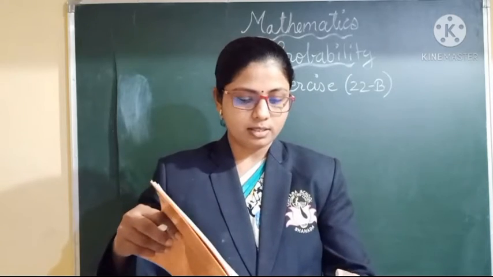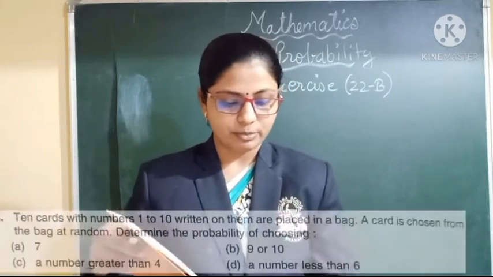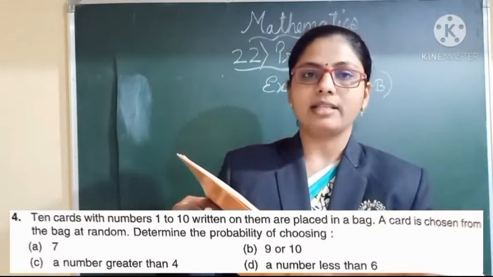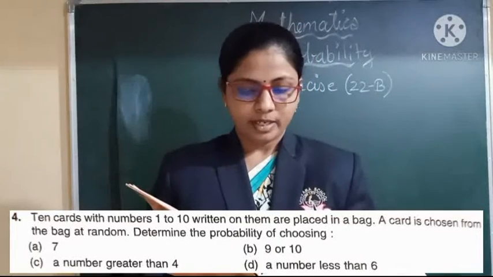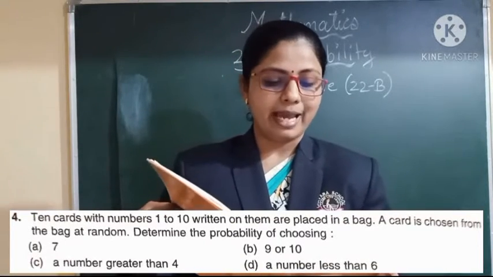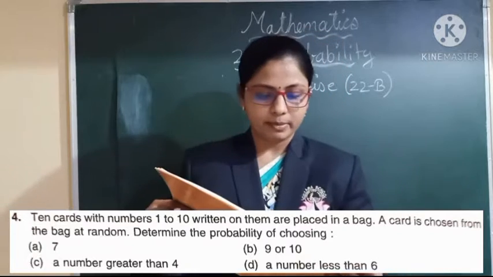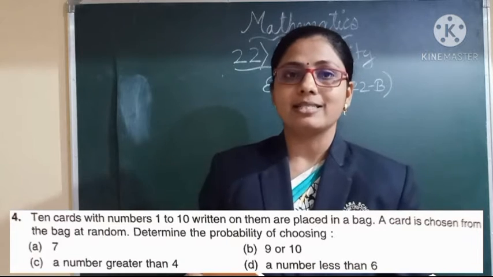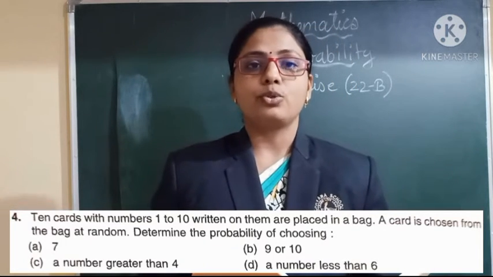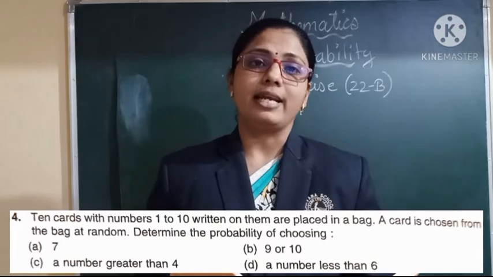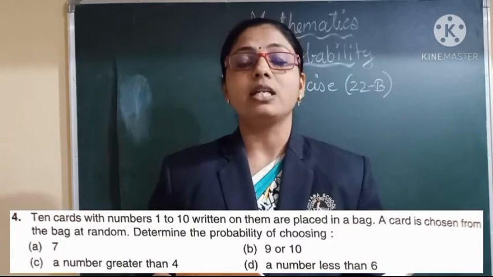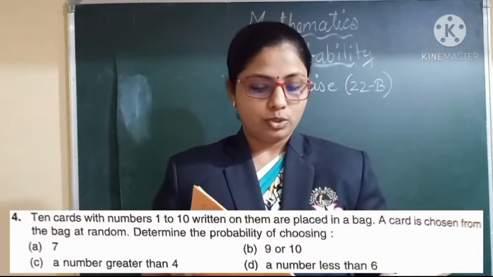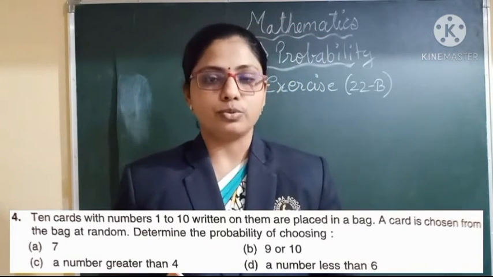Now let us solve the next example, the fourth example from your textbook. 10 cards with numbers 1 to 10 written on them are placed in a bag. A card is chosen from the bag at random. Determine the probability of choosing. So here cards numbered 1 to 10 are placed in a bag, 10 cards are kept in the bag, and one by one randomly the cards are chosen. So we have to find the probability of choosing.